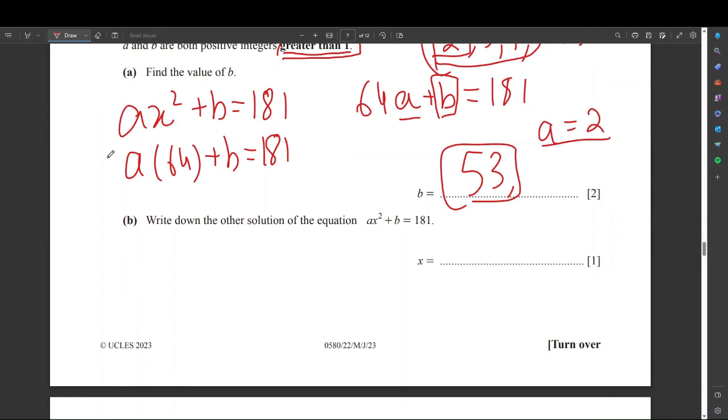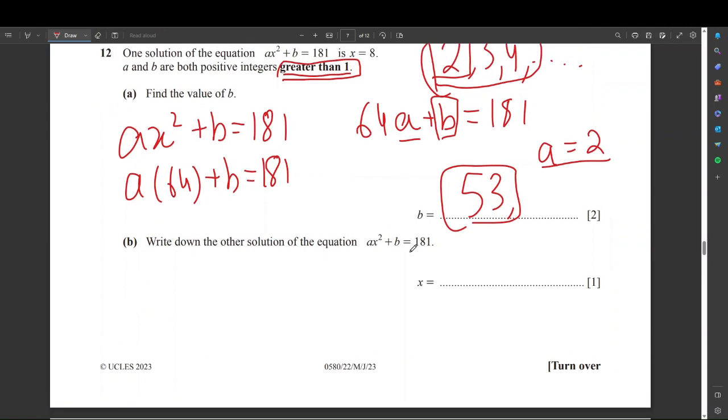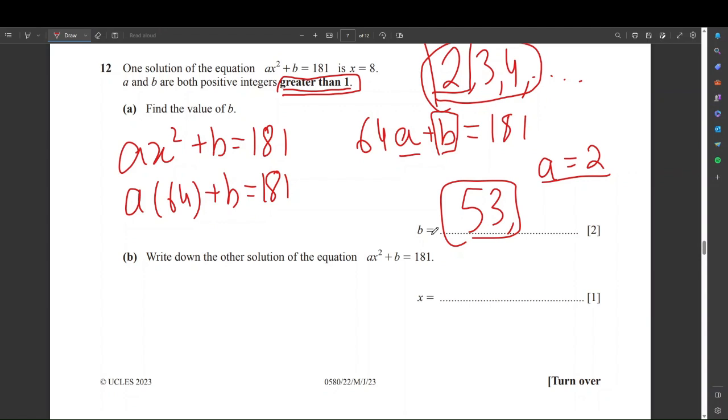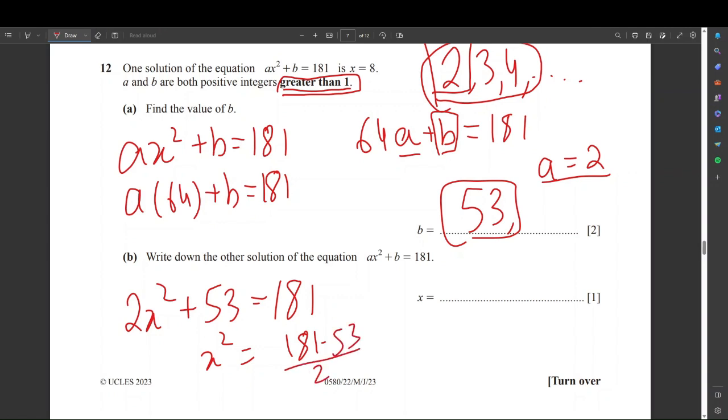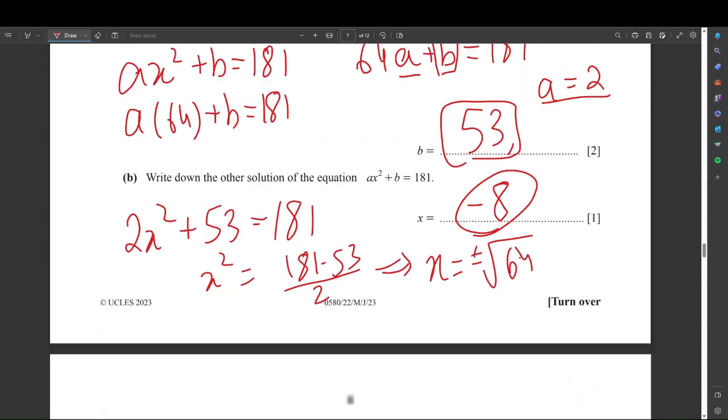Now, write down the other solution of the equation ax squared plus b is equal to 181. So we can write this equation as 2x squared plus 53 is equal to 181, and we solve for x squared, which is going to be 181 minus 53 by 2, which will be 181 minus 53 is 128 divided by 2 is 64. So x is equal to plus minus square root of 64. So x is equal to 8 is already a solution given to us. X is equal to minus 8 will be the second solution.